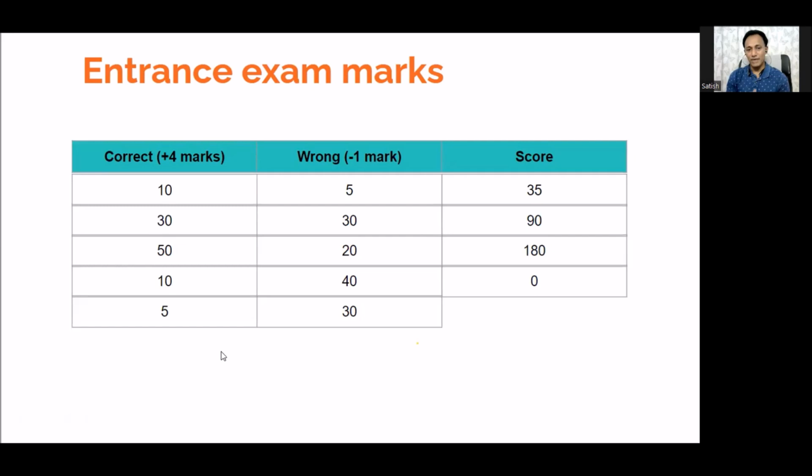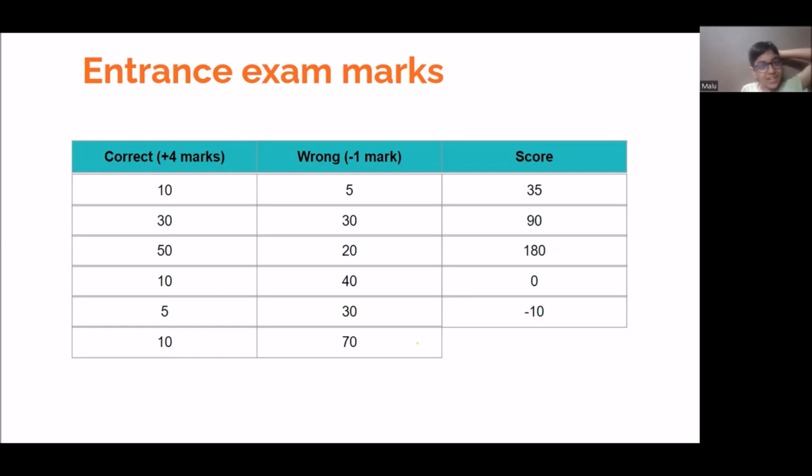So what is this one? 5 correct answers and 30 wrong answers. Minus 10. Understand? The calculation is minus 10. They may put 0, but you don't bother about it. The actual calculation is minus 10. 5 into 4, 20, minus 30. Right? Okay. And this?